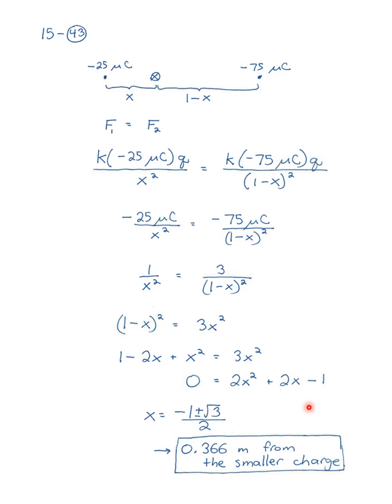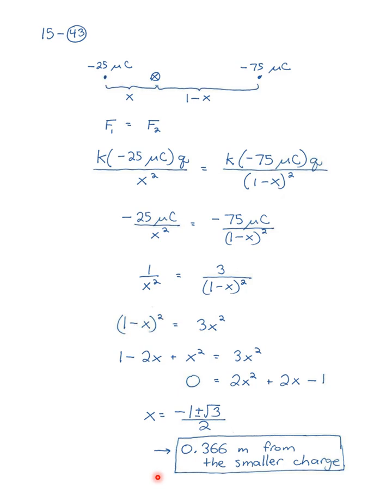And then it's appropriate to use the quadratic formula. So x equals negative 1 plus or minus square root of 3 over 2. That gives us one positive solution. We're going to go for the positive because since we're talking about distances here, it's clearly a positive solution that we're looking for. So we can plug that into the calculator and we get 0.366 meters as x.